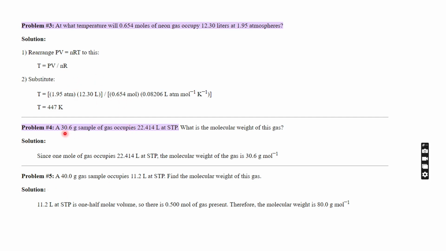Let us see the fourth problem. A 30.6 gram sample of gas occupied 22.414 liters at STP. So what is the molecular weight of the gas? Since one mole of gas occupies 22.414 liters at STP, the molar weight will be 30.6 gram per mole.